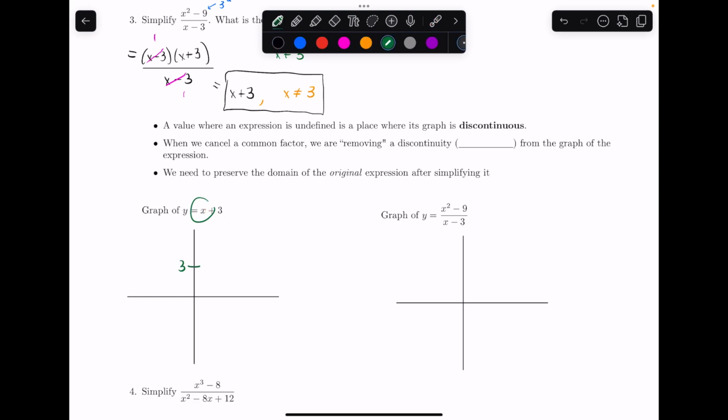And there's technically a 1 in front of the x. So the slope is a 1. So it's an upward sloping line. Okay, so I got something like this. And then, all right, so I have that graph.